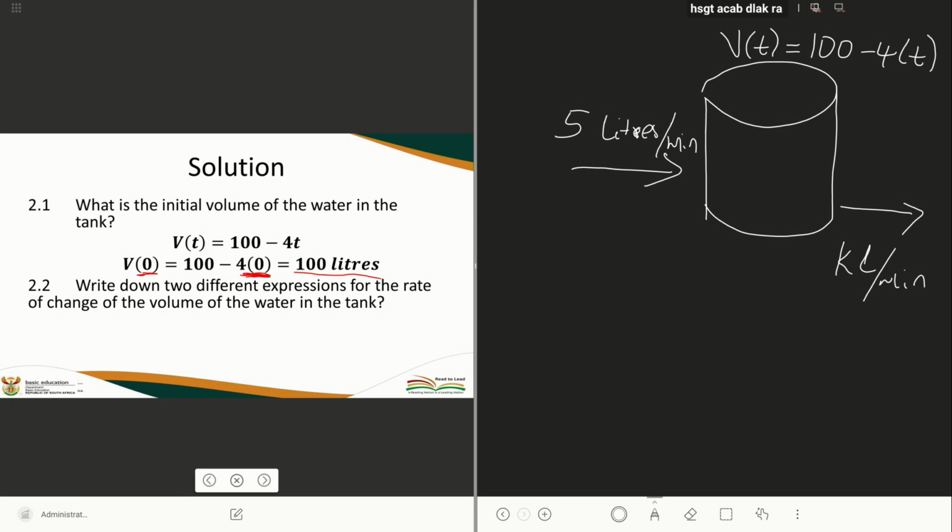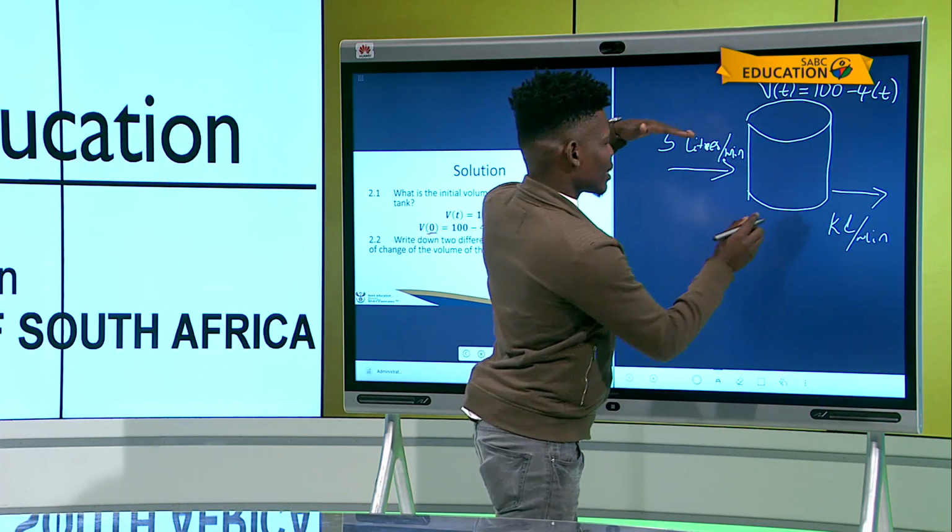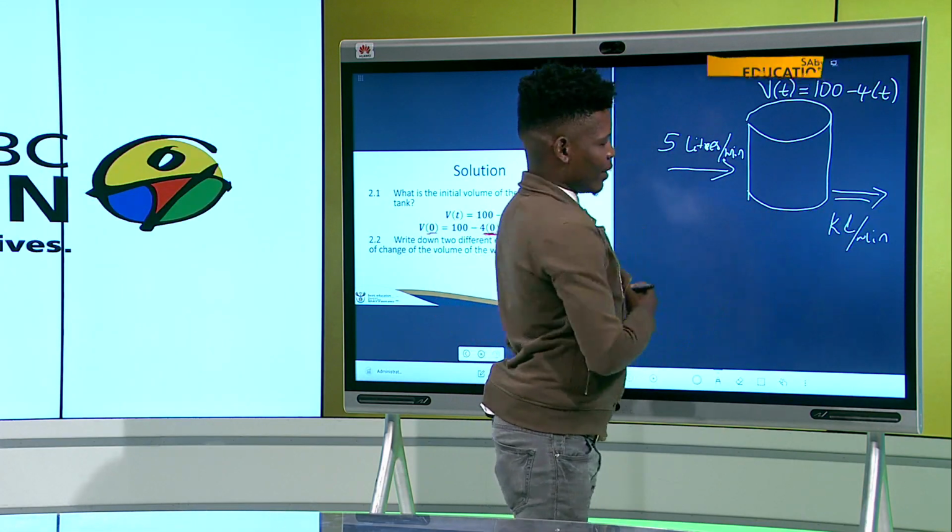Now, they want us to give expressions for the rate at which the volume of the water in the tank is going to be changing. They want us to give two expressions. Now, the first expression we can get from the fact that water is coming into the tank, and at the same time, water is leaving the tank.